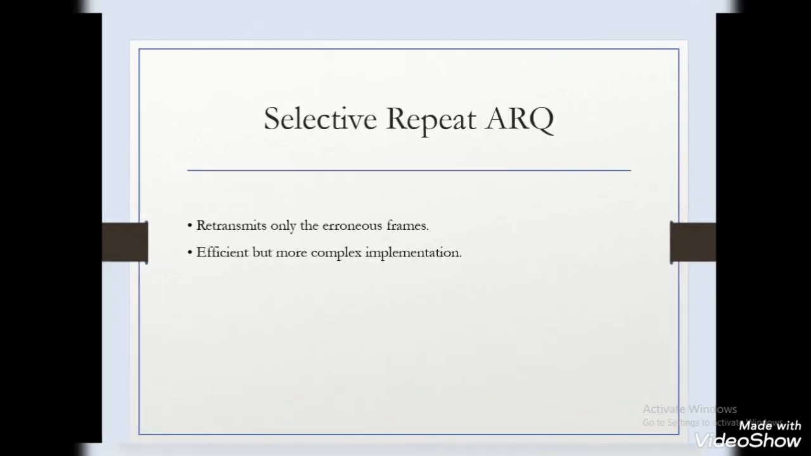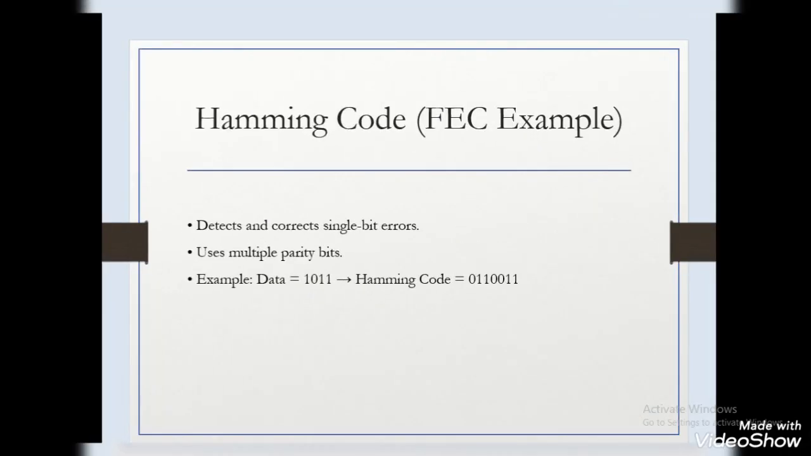The third type is selective repeat ARQ. Selective repeat ARQ is the most efficient ARQ method. It only transmits the frames that were lost or corrupted. It requires more memory and tracking but saves bandwidth. My 11th slide represents Hamming code, which is FEC, where we are going to see an FEC example.